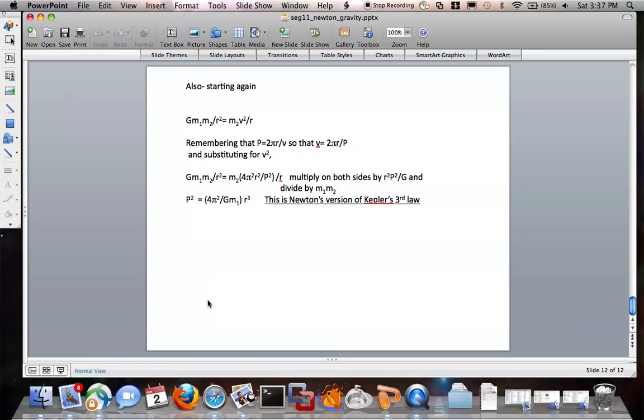Now, however, instead of just being able to express this for the Sun and the period in years, you can now use this equation to relate the period and the size of the orbit of bodies orbiting any body.